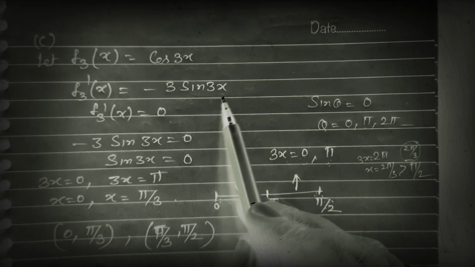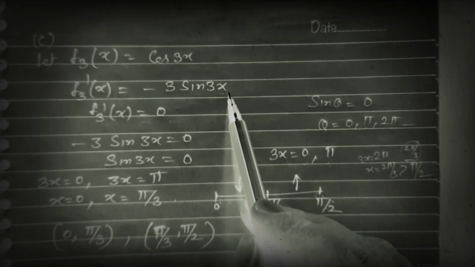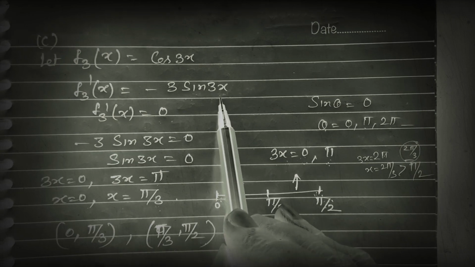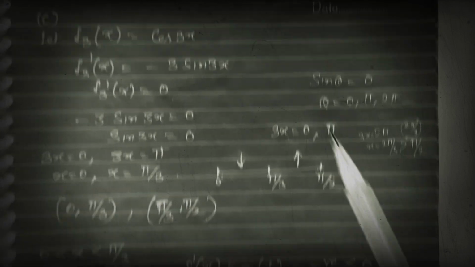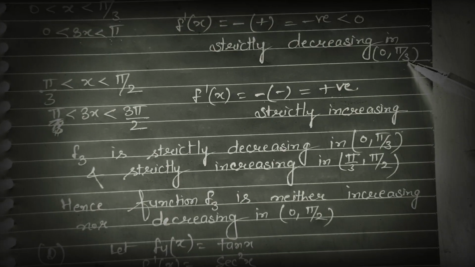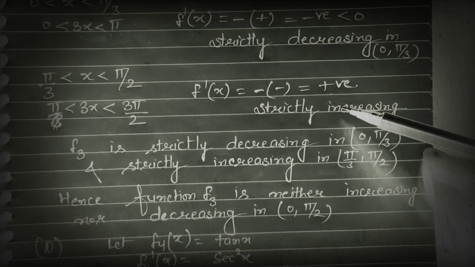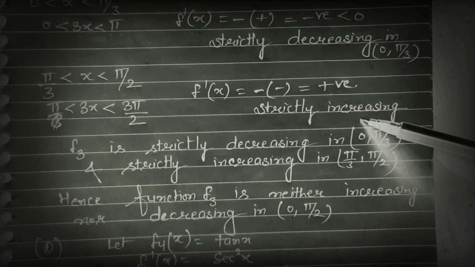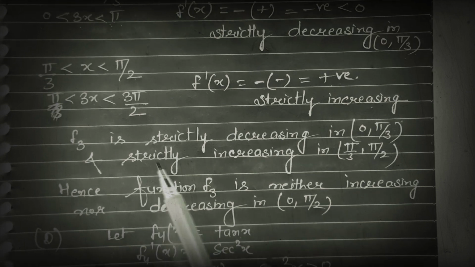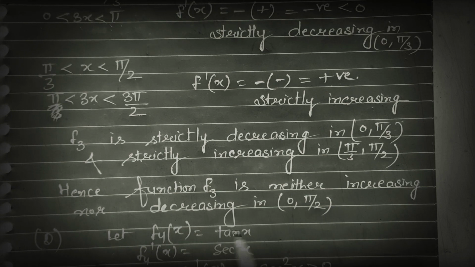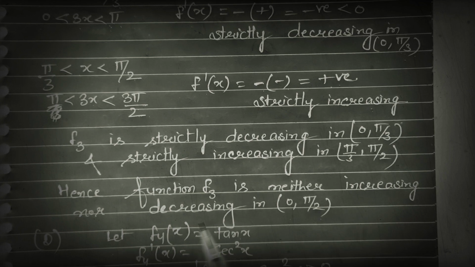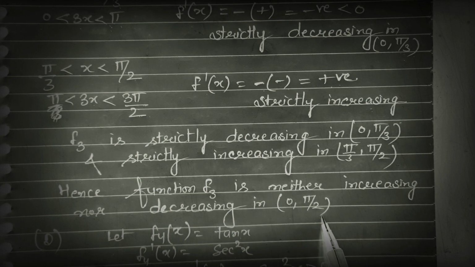3x lies between pi to 3 pi by 2. It means third quadrant. In third quadrant, sign is negative. So negative into negative, it will be positive. So that means 0 to pi by 3, it is strictly decreasing, and pi by 3 to pi by 2, it is strictly increasing. That means it is not strictly decreasing in 0 to pi by 2. It is neither increasing nor decreasing in 0 to pi by 2.